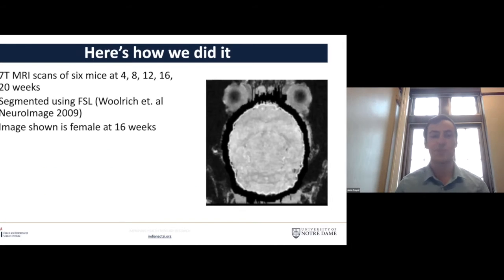To generate these graphs, our collaborators took 7 Tesla MRI scans of 6 mice at 4-week intervals, 3 female and 3 male. These scans were then segmented semi-automatically using the FMRIB Software Library, or FSL. You can see on the slide a female mouse brain at week 16. You'll notice that the skull surrounding the brain has been removed in a jagged manual segmentation process.